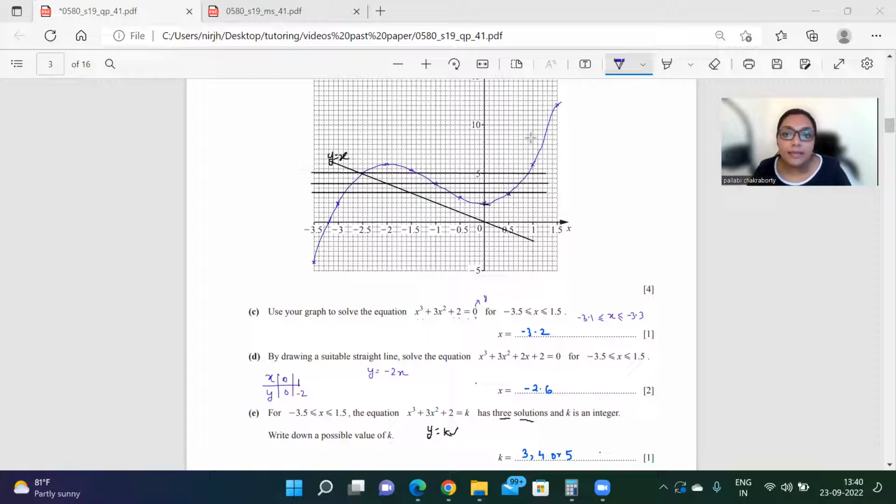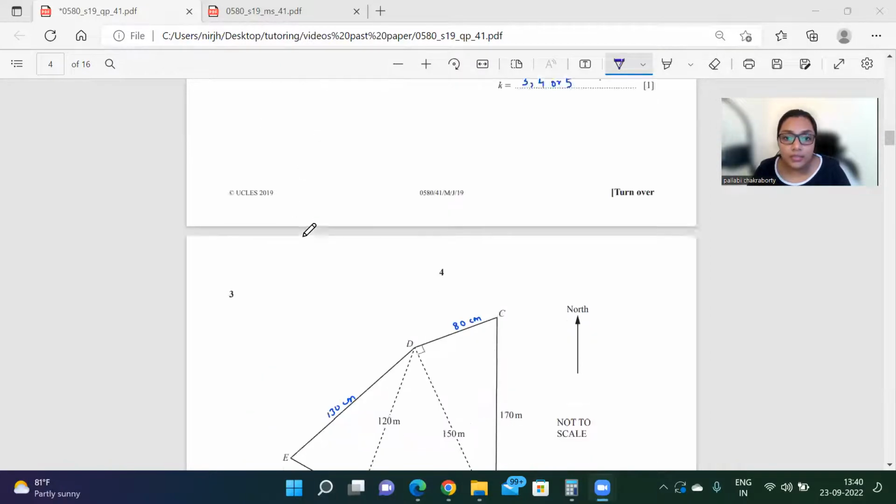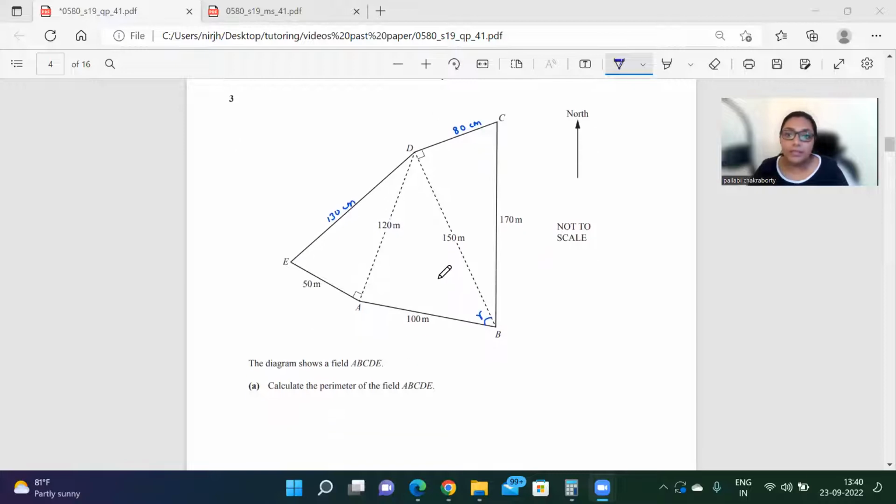Okay, moving on to the next question. Now we have the next question which says this is a figure which is given to us. The diagram shows figure A, B, C, D, E. We have to calculate the perimeter. The lengths DC and DE are not given to us, so we have to find DC and DE. How do we do that? If you look at the triangle BDE, BDE is right angled at D. Do you see that? That means we can use the Pythagoras theorem over here. What does the Pythagoras theorem say?